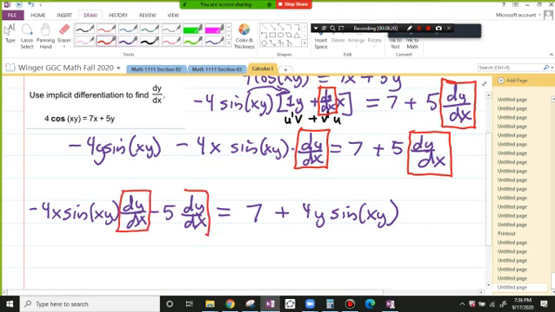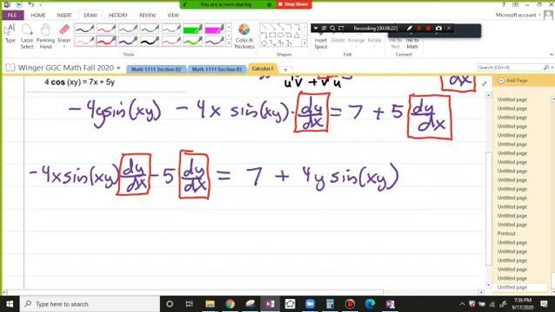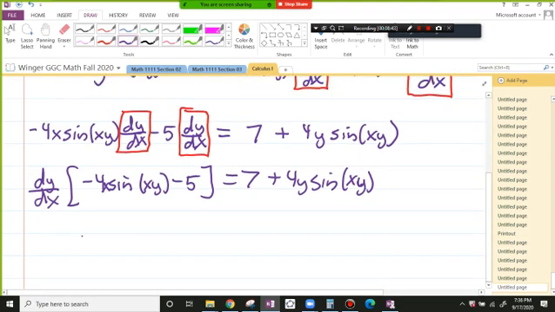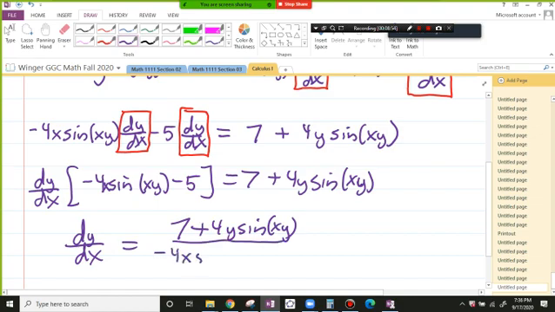Solving for this, they both have that in common. That's not by coincidence. We'll factor it out: dy/dx times (negative 4x sine xy minus 5) equals 7 plus 4y sine xy. And then the final step is to divide. dy/dx equals (7 plus 4y sine of xy) all over (negative 4x sine xy minus 5).